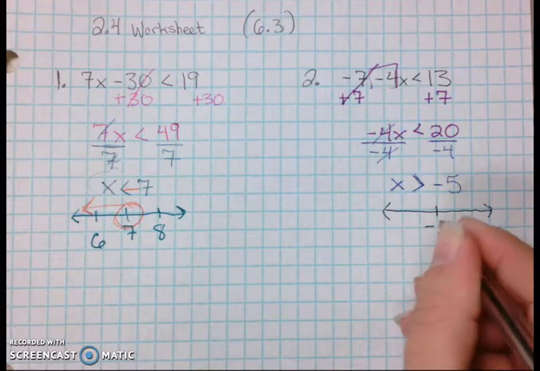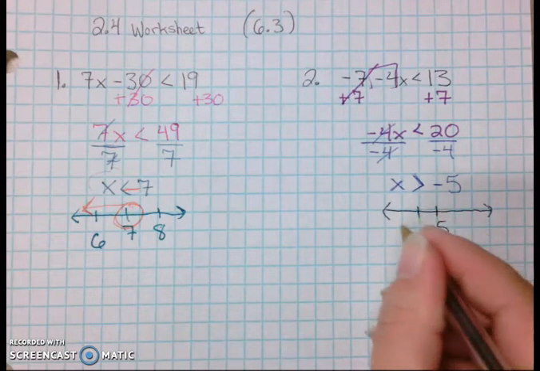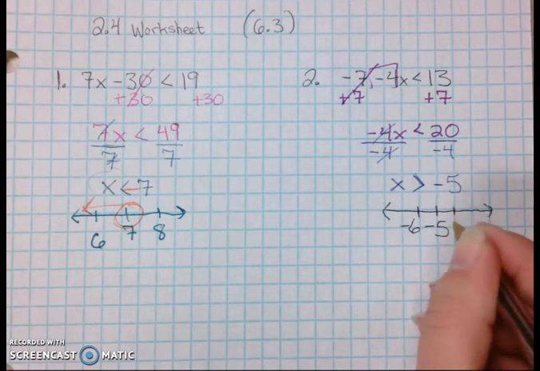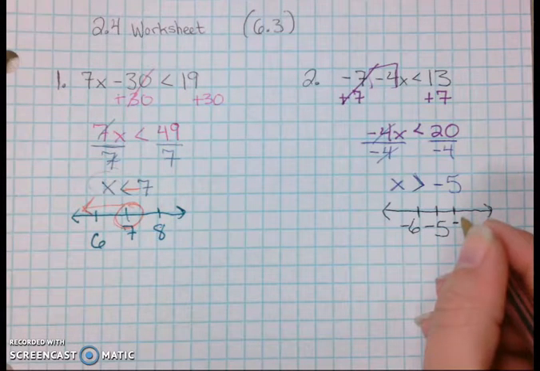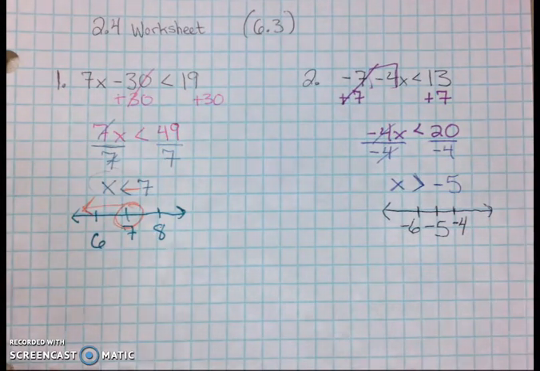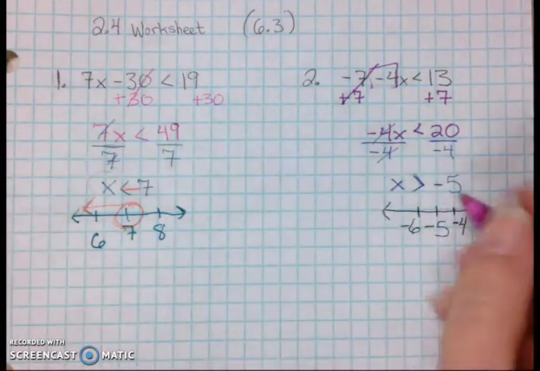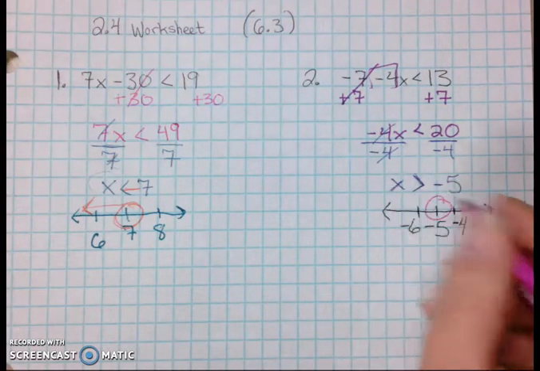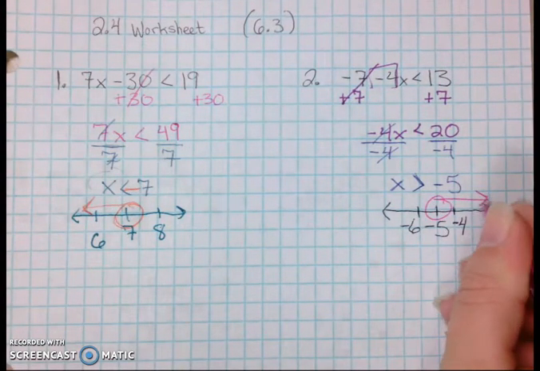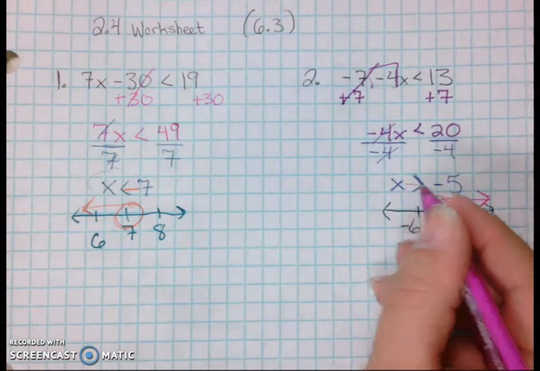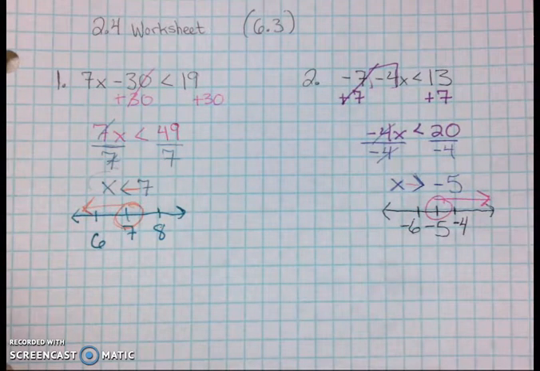So put negative 5 in the middle. And remember with negatives, this is going to be actually negative 6, and this one will be negative 4. And then I circle my negative 5. I keep it open. X is greater than that, so I go to the right. It is pointing to the right. Greater than goes to the right.